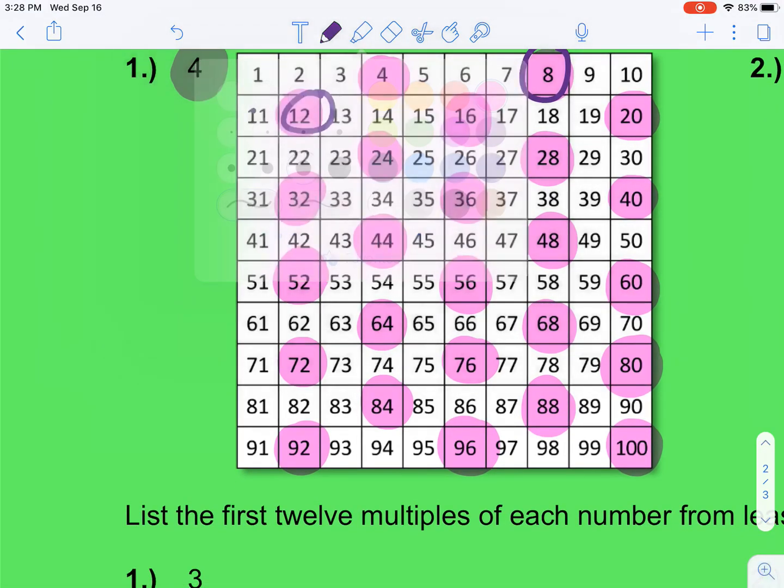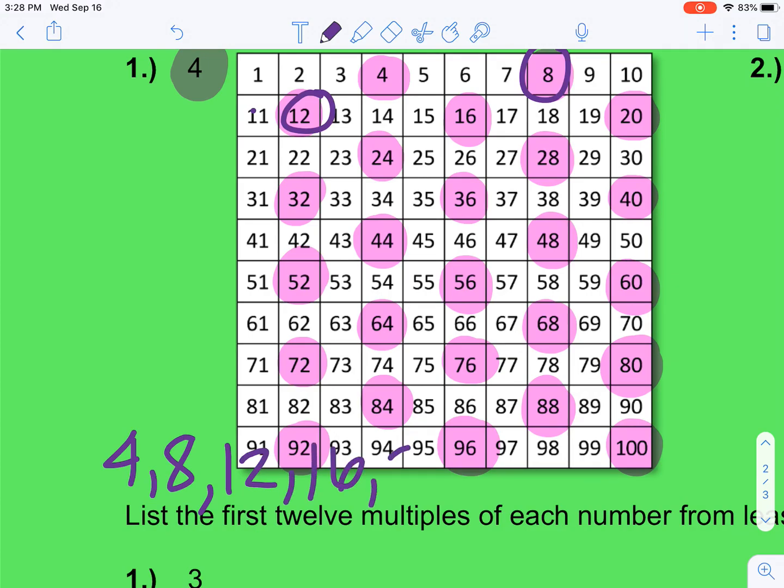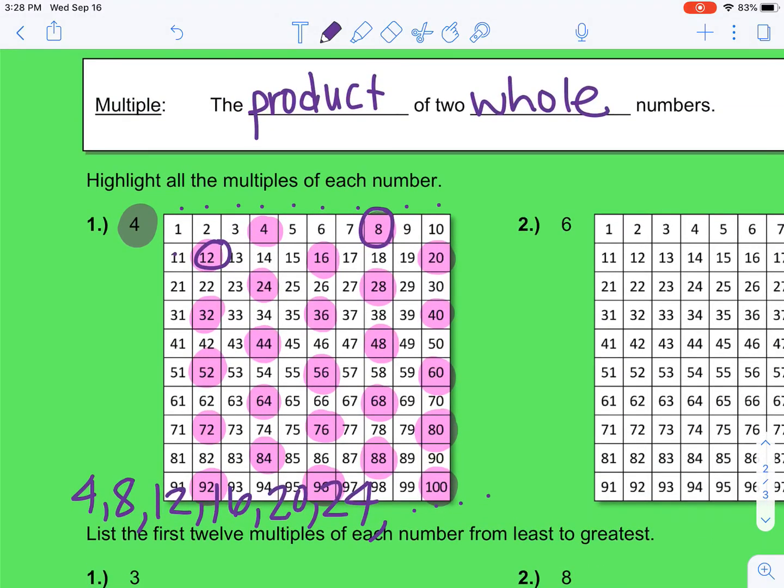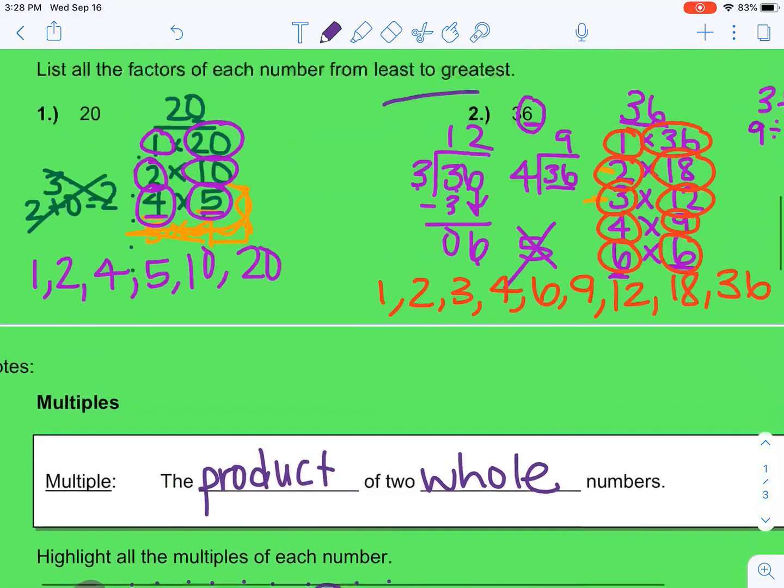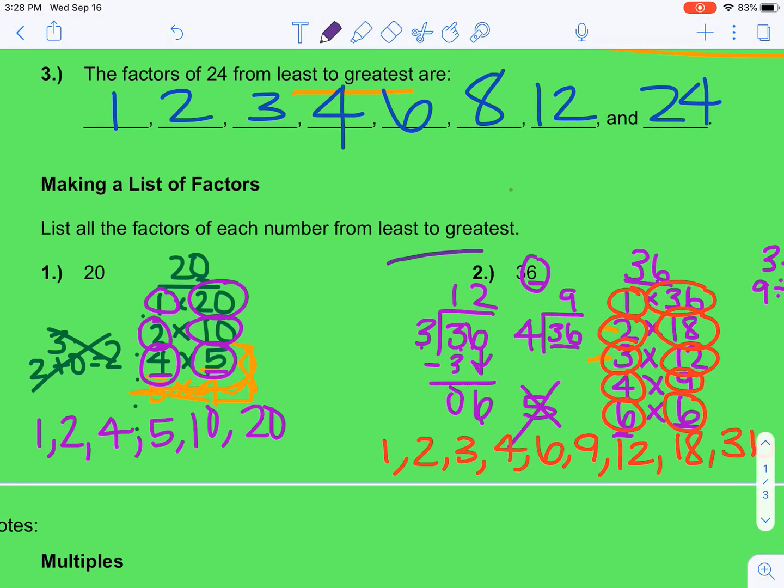So if I wanted, I could list all of these numbers. So here are my multiples of 4. 4, 8, 12, 16, 20, 24, and the list goes on and on and on forever. That's the main difference between a factor and a multiple. Multiples go on forever. I'm adding 4 to each number each time. But my factors up here did not go on forever. Those are just the numbers that are multiplied together to give me the number I'm looking for.